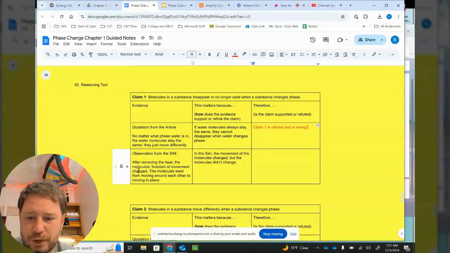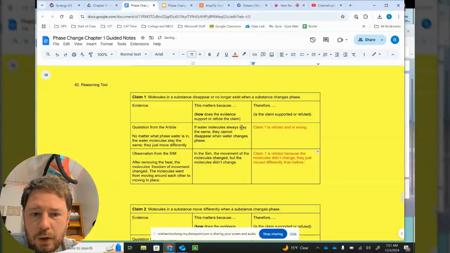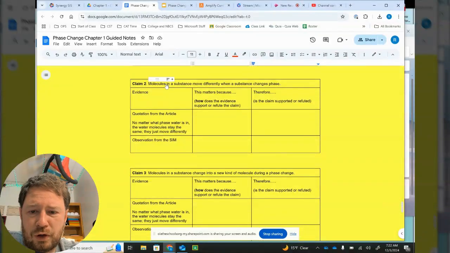Why does the freedom of movement change matter? That's this middle column. This matters because in the sim, the movement of the molecules changed, but the molecules didn't change. The molecules were still there. Therefore, claim 1 is refuted because the molecules didn't change at all. They just moved differently than before. So we've proved claim 1 incorrect. The molecules are not disappearing. They do still exist.